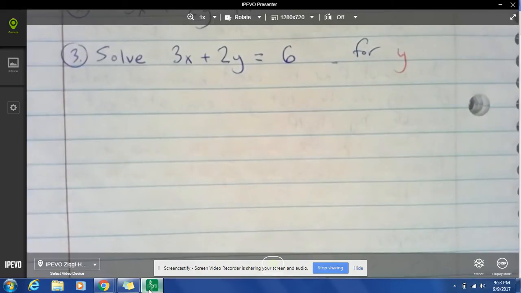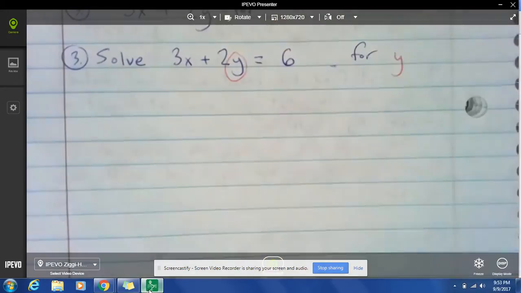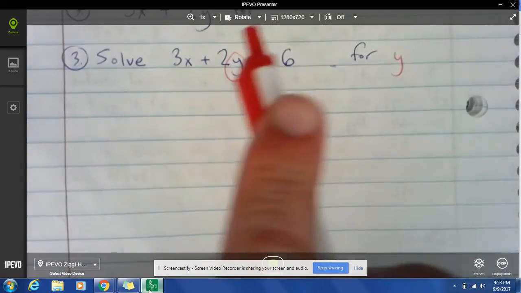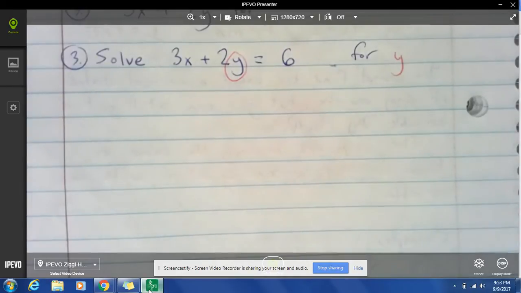Okay, so let's go through it. We want to solve for y, so circle the y or do something that makes a note of the fact that this is what we're solving for. Again, going through the steps. This is already simplified. All right, and next we're looking at variable on both sides, which we don't have. And then next we are looking at what's being added to or subtracted from the variable.